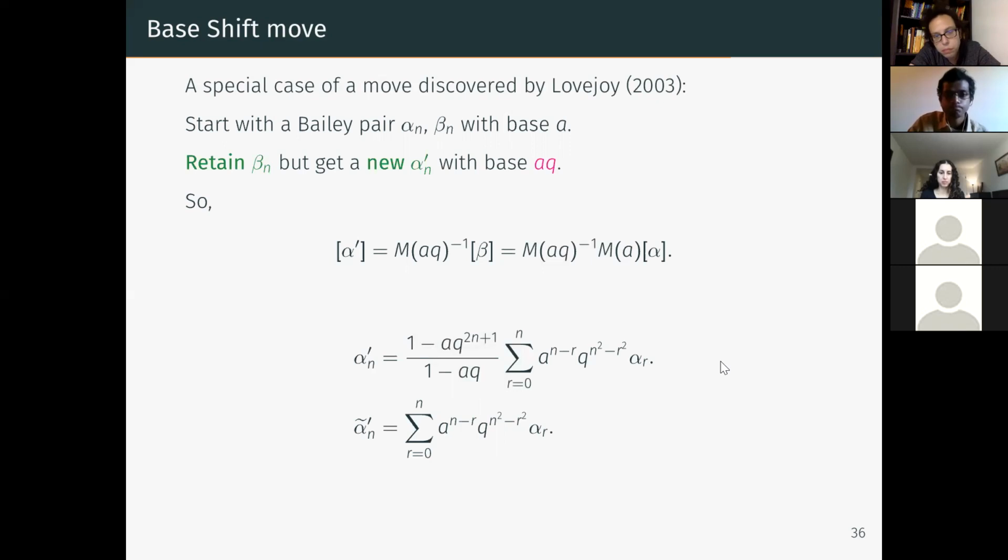Okay. All right, so we have forward and backward moves, we have base change moves, and we have base shift moves. So we are going to use the base shift to begin with. We'll take the Bailey pairs that are known in the literature, we'll change them, and then we'll use the other moves.